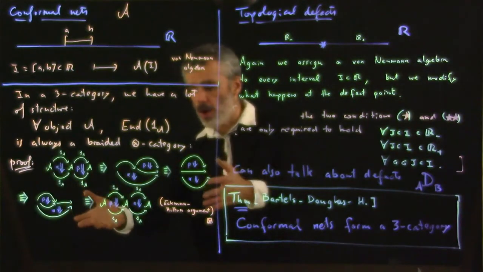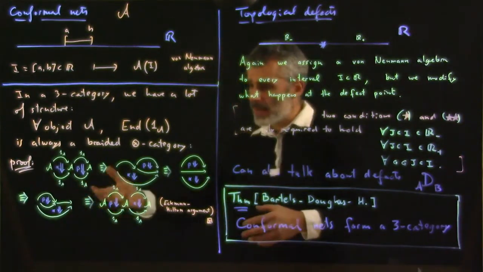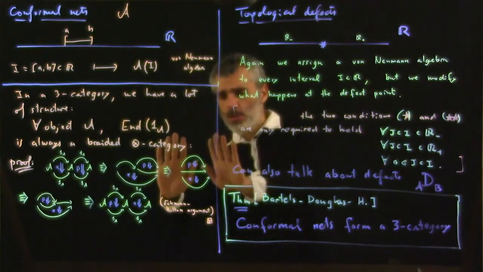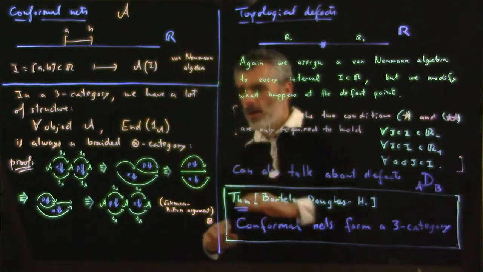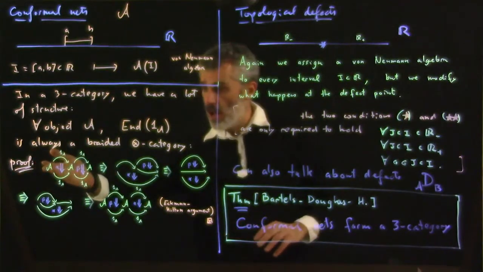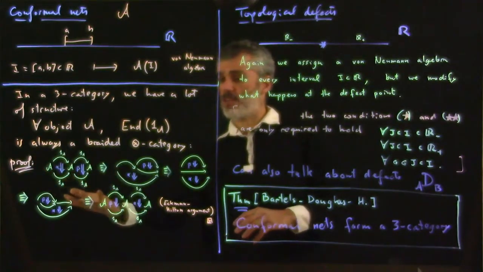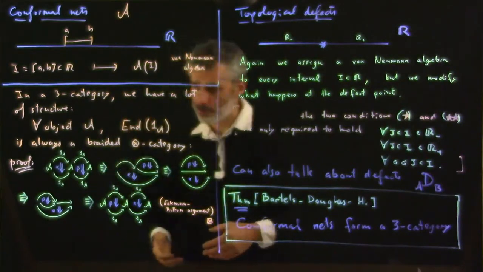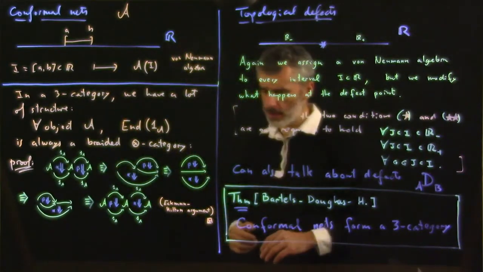It's just a version of what is known as the Eckmann-Hilton argument, where you take two things that live in something two-dimensional and you're able to move one across the other. And that is the braiding in this tensor category of endomorphisms of the unit of A. This works in any three-category.